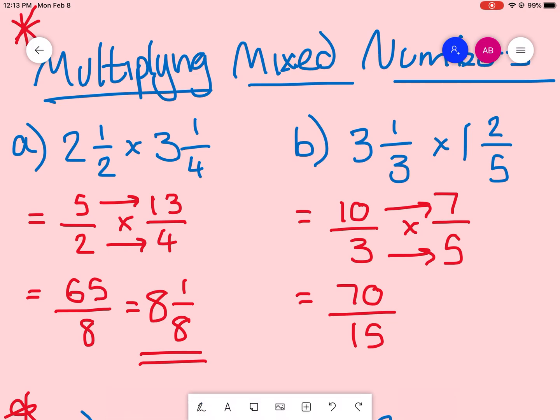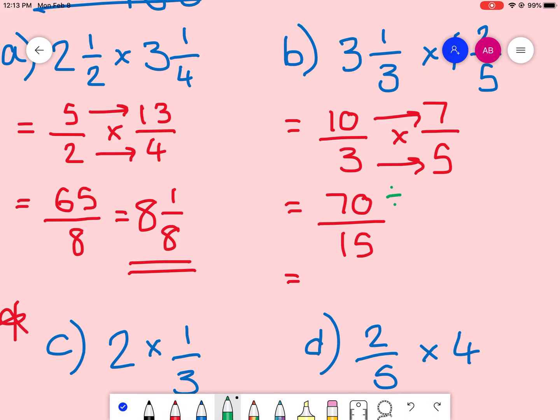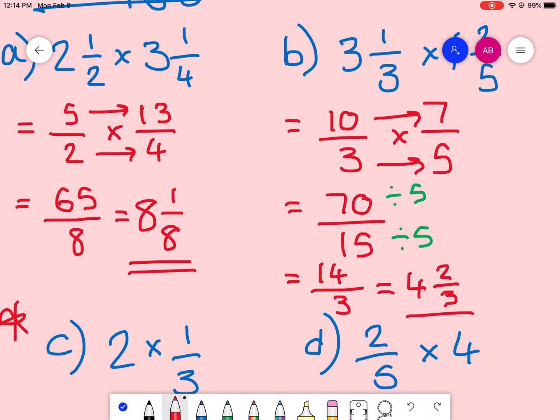And you will often find with these questions that you can change your answer back to a mixed number. Before I do it for this question though, I'm going to divide top and bottom by 5. So that will give me 70 divided by 5, which is 14, and 15 divided by 5, which is 3. 3 goes into 14 4 times, with a remainder of 2 over 3.